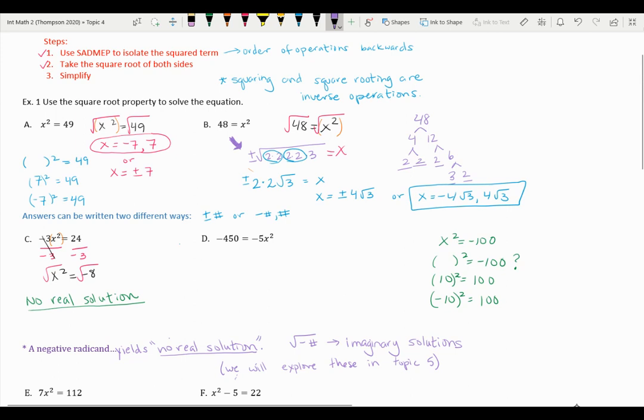That only works after you've isolated the squared term. So for example, in problem D, you're like, oh, I have something x squared is equal to negative 450. No, before you can say like that D is no real solution, you have to isolate x squared first. Then you can possibly tell me if there's no real solution.